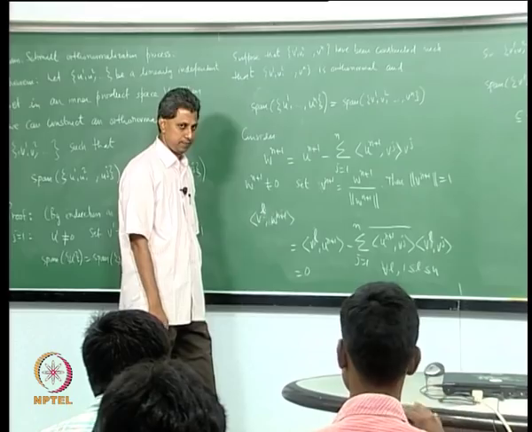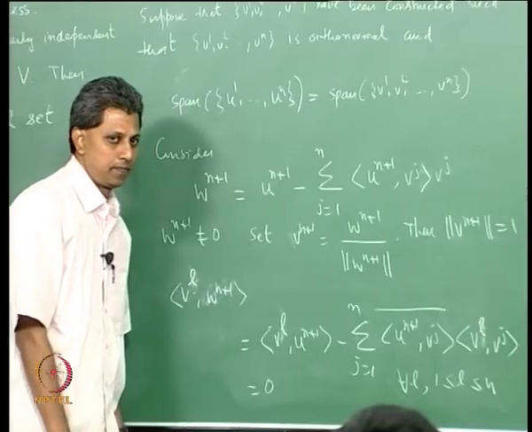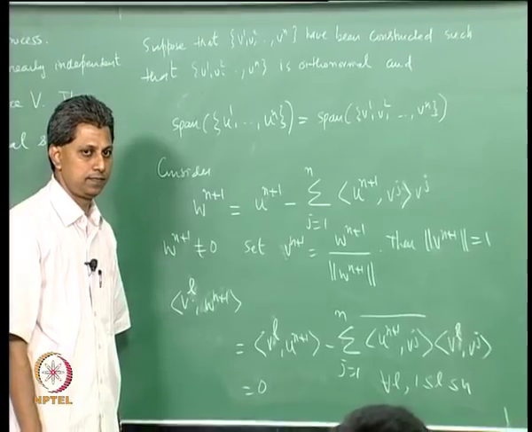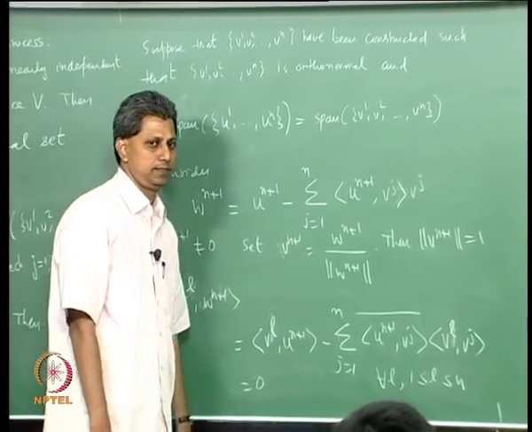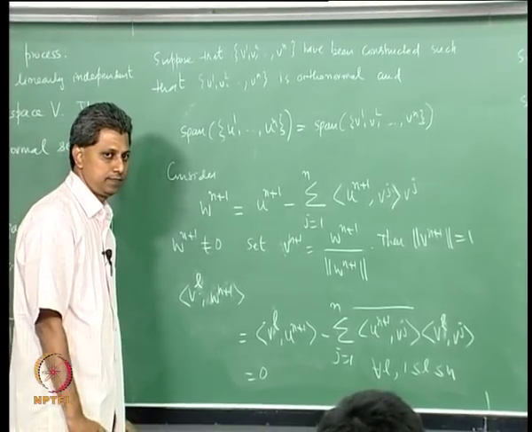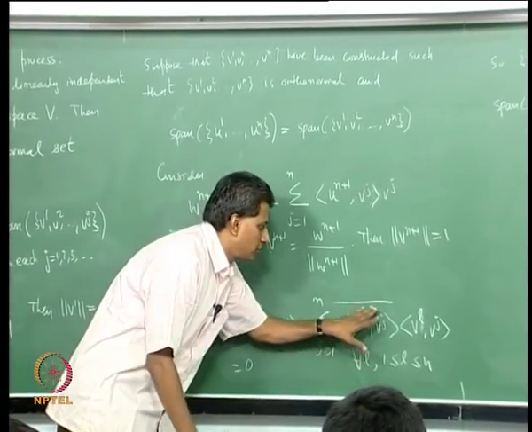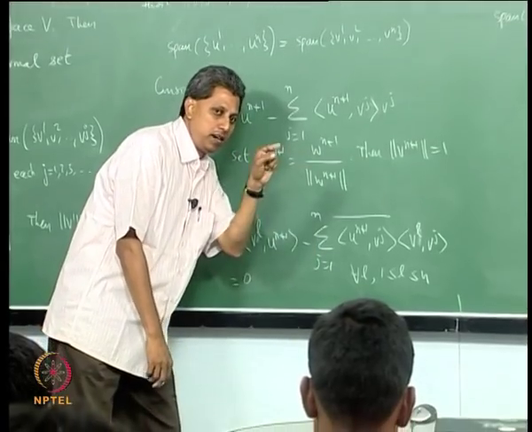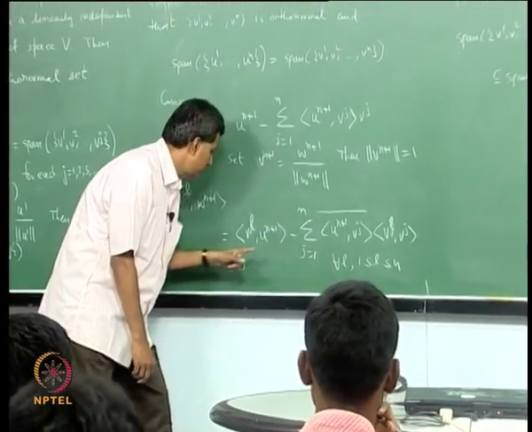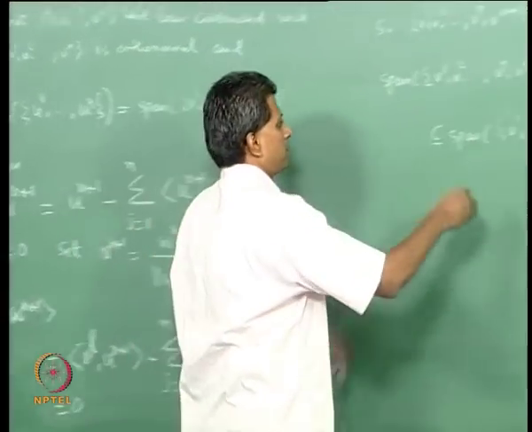⟨vj, un+1⟩ for j equals L, because all terms are gone except j equals L. Minus. No, it is not a real number, it is a complex number. See, you take the conjugate, but then for the inner product ⟨x, y⟩ conjugate is ⟨y, x⟩. So this becomes ⟨vL, un+1⟩, this is ⟨vL, un+1⟩, so it gets cancelled. Okay, is this step clear?